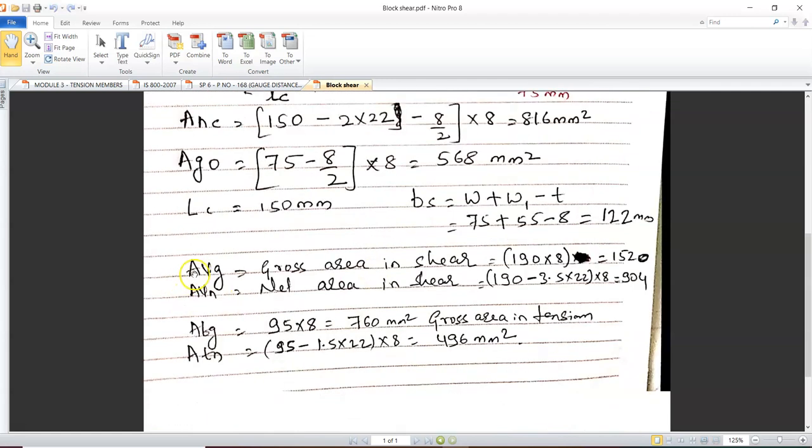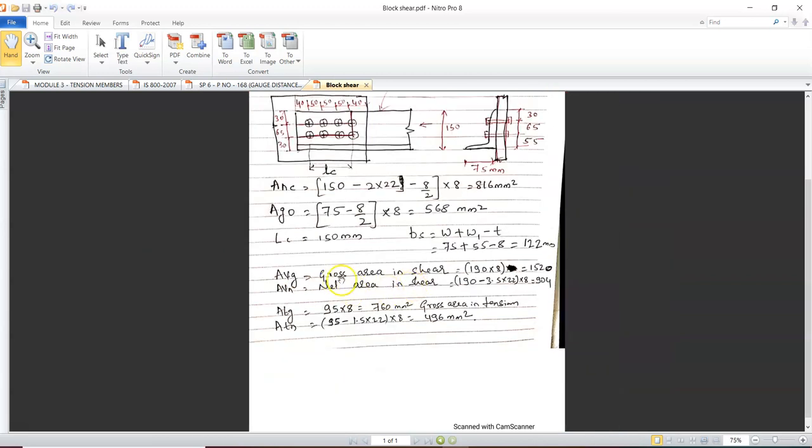Like discussed earlier, AVG stands for gross area in shear, AVN stands for net area in shear, ATG stands for gross area in tension, and ATN stands for net area in tension. We'll calculate one by one. The first one is AVG, that is gross area under shear.